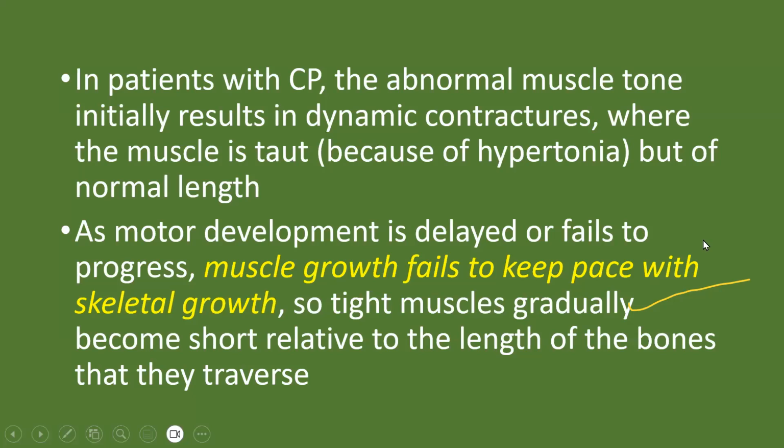In patients with cerebral palsy, the abnormal muscle tone initially results in dynamic contractions where the muscle is taut because of hypertonia, but of normal length. As motor development is delayed, it fails to progress. Muscle growth fails to keep pace with the skeletal growth. So tight muscles gradually become short relative to the length of the bones that they may traverse.